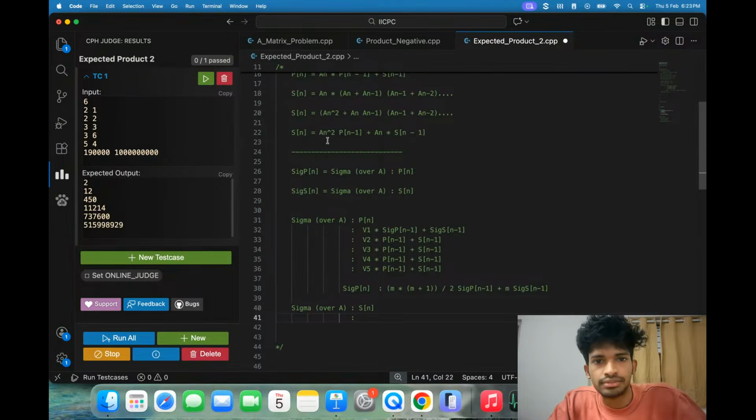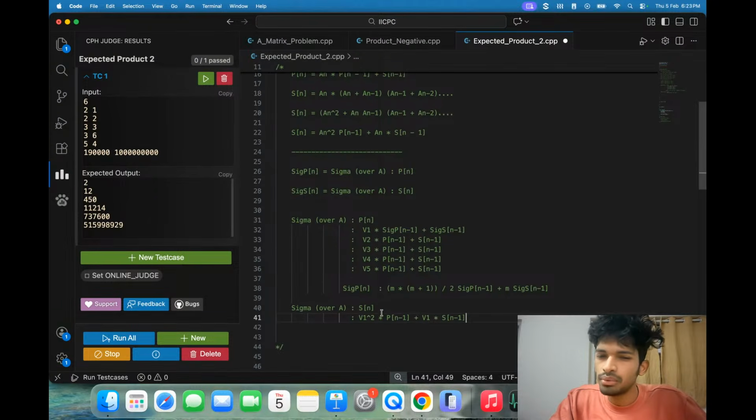What is S of n? We have a n squared. That's scary, isn't it? We will fix the value v1 again. Now v1 is fixed and this doesn't involve v1, this a n value, and then this is nothing but sigma of p over all possible values. This is nothing but sigma of s over all possible values.